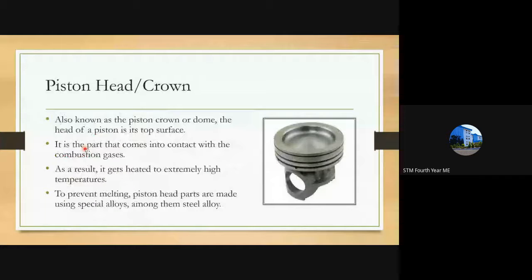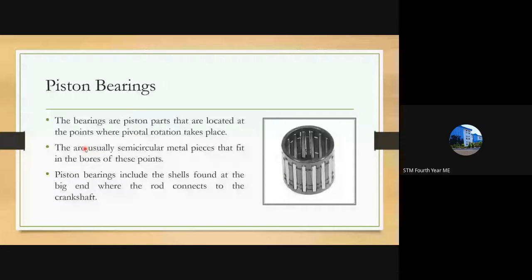Next is the piston head or crown, but one minute, I will show you the piston bearing. So this is a piston bearing. There are basically two types of bearings. The bearings are piston parts that are located at the points where pivotal rotation takes place. So wherever a rotation takes place, bearings are provided. There is a bearing at the piston pin, a bearing on the small end of the connecting rod, and a bearing on the large end of the connecting rod. These are the bearings provided inside the engine. Wherever there is a rotation, we give a bearing.